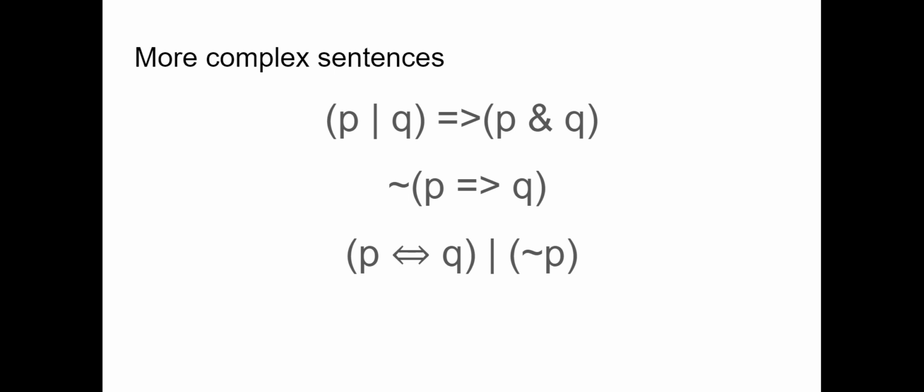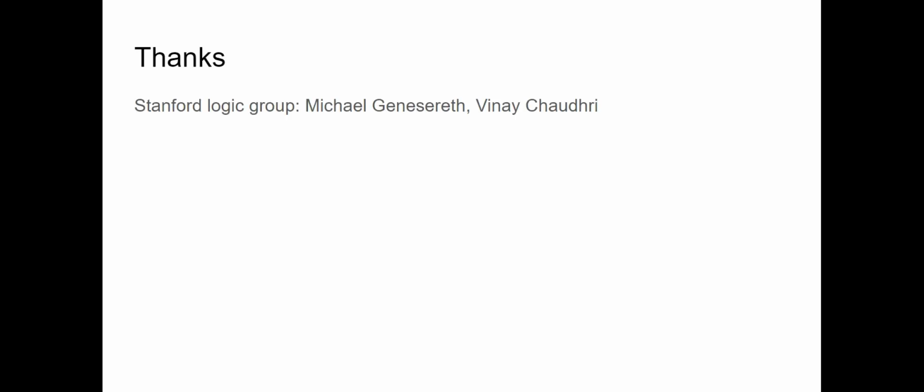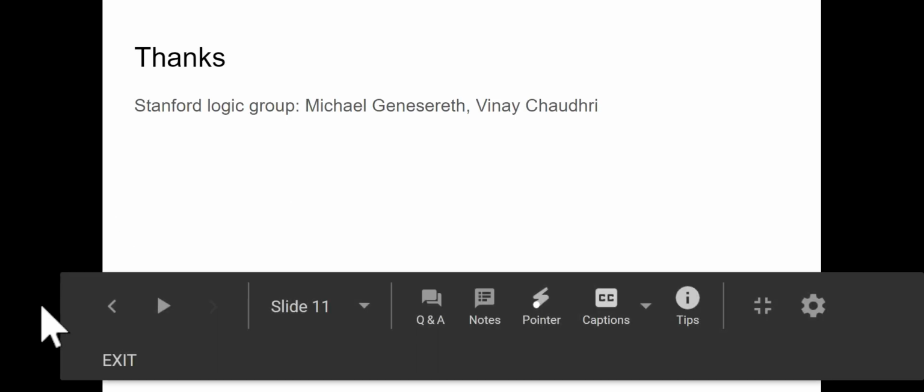The second line is the negation of the sentence P implies Q. And the last one is the disjunction of the sentence P mutually implies Q and the negation of P. That's it for the introduction to the syntax of logical sentences.